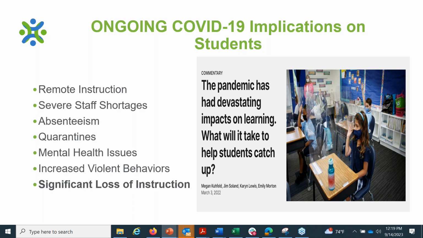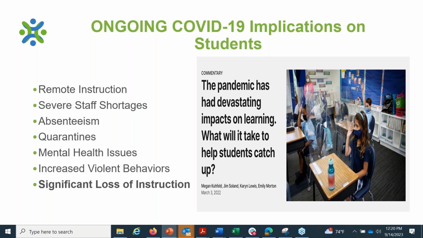They weren't able to go to kindergarten in person, and those are typically the times when they learn what is appropriate behavior in the classroom, etc. And they missed out on that. But really, that significant loss of instruction is what is our main focus today.